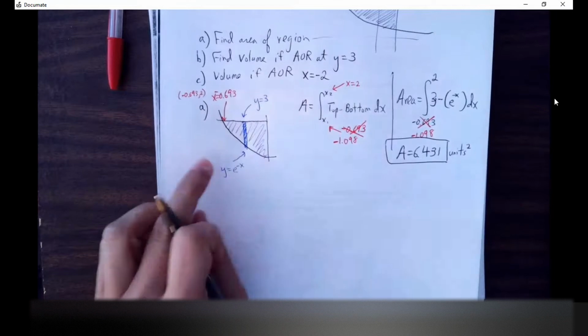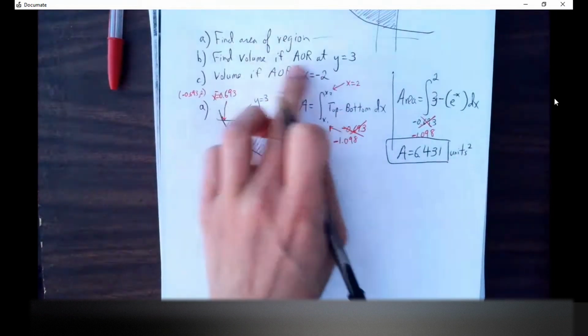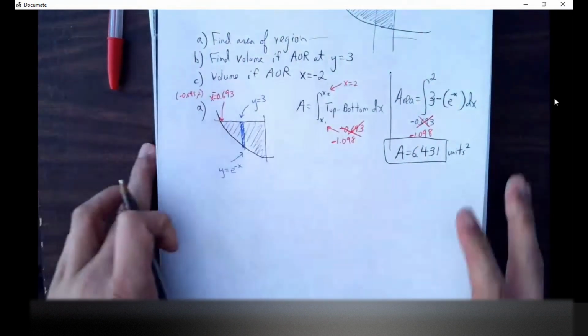All right, part B, we're going to take the shaded region and we're going to be rotating it around our axis of revolution at y equals 3.